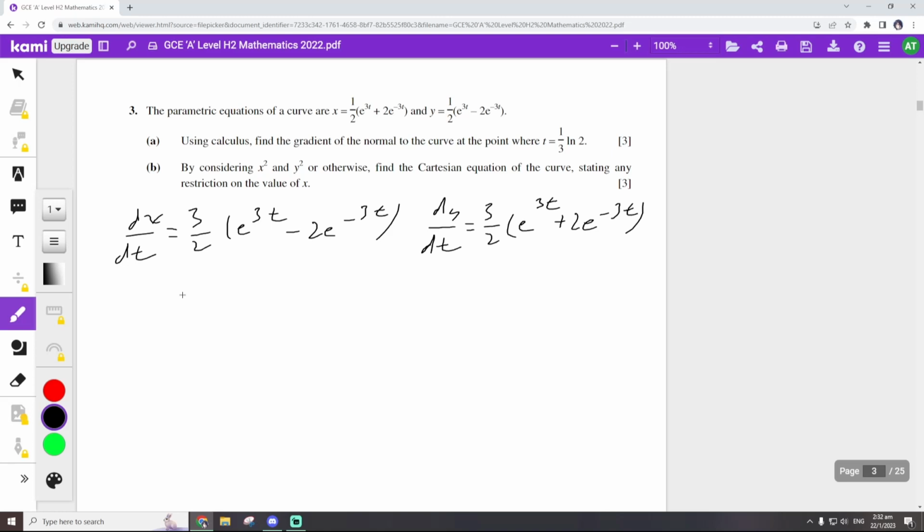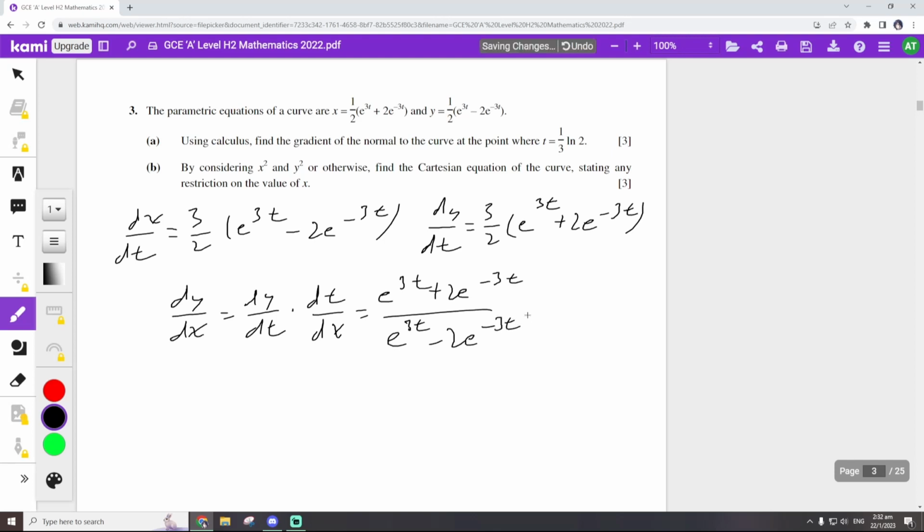Okay, so you get dy dx, which is dy dt times dt dx. So you get e to the power of 3t plus 2e to the minus 3t divided by e to the 3t minus 2e to the minus 3t. Okay, then you get dy dx.